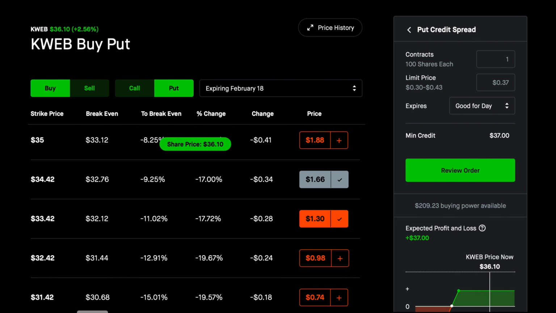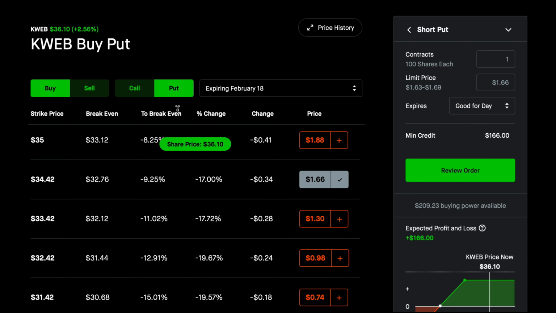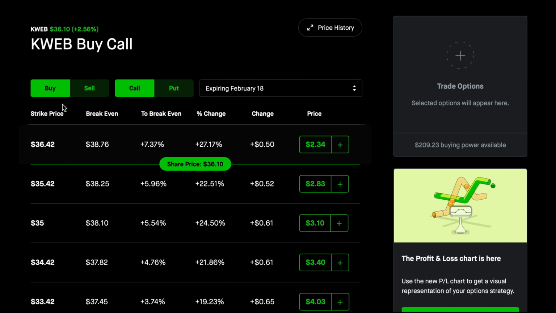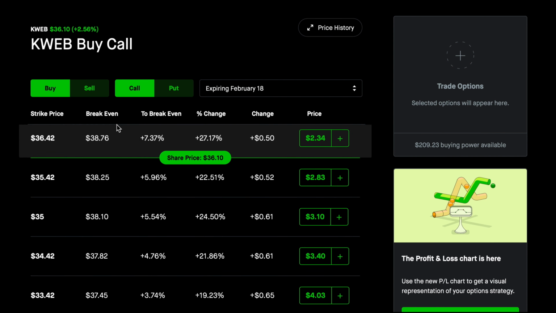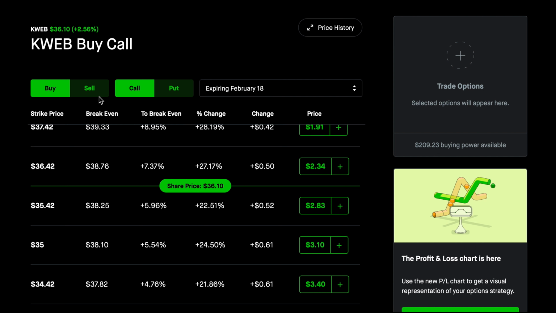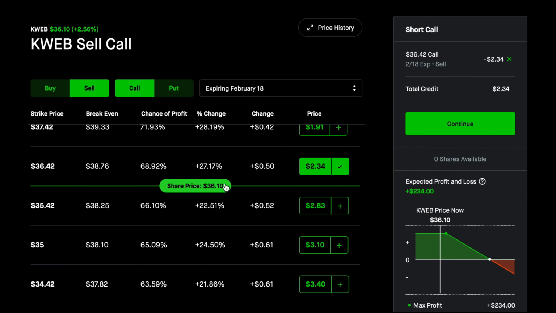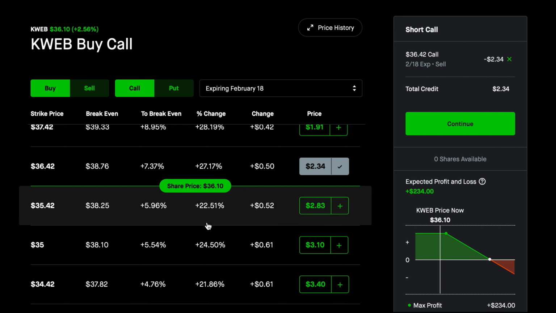So we're going to go back to Robinhood, and this time we're still going to choose the February 18 expiration date. So I'm going to go ahead and clear this out. So in this case, we're going to buy a call and sell a call. So let's say that we believe that the stock is going to go to at least 36.42 on expiration date. So what we want to do is sell the 36.42, which is above where the stock is currently trading, and we're going to buy below where the stock is currently trading, 35.42.